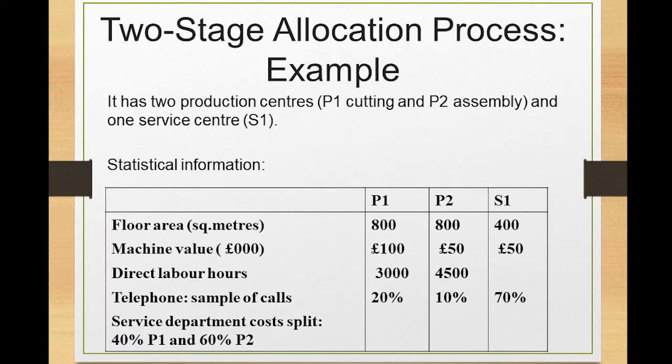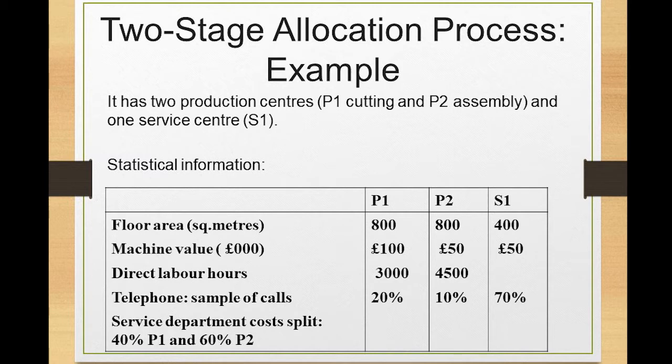So what we have is statistical information. Floor area: P1 has 800 square meters, P2 has 800, and S1 has 400, half of that. Machine values: P1 100K, P2 50K, S1 50K. Direct labor hours: 3,000 and 4,500, nothing in S1 because it's not a manufacturing department. Only production cost centers would have direct labor; the service centers would not have direct labor.